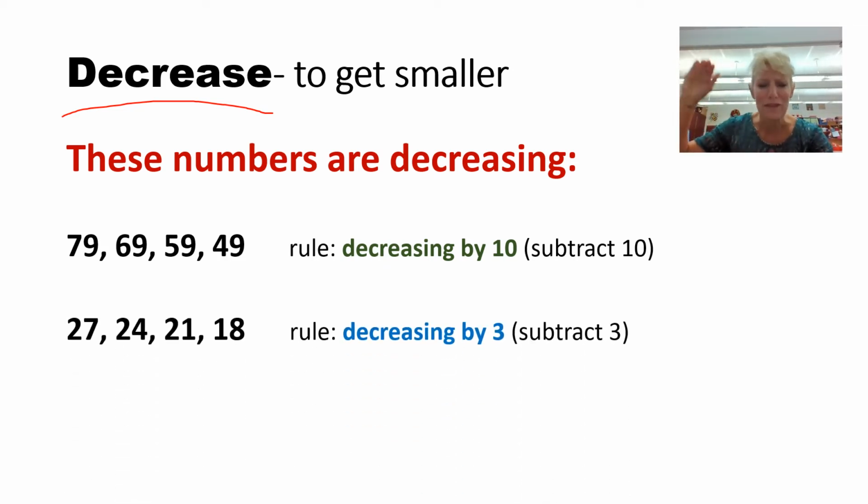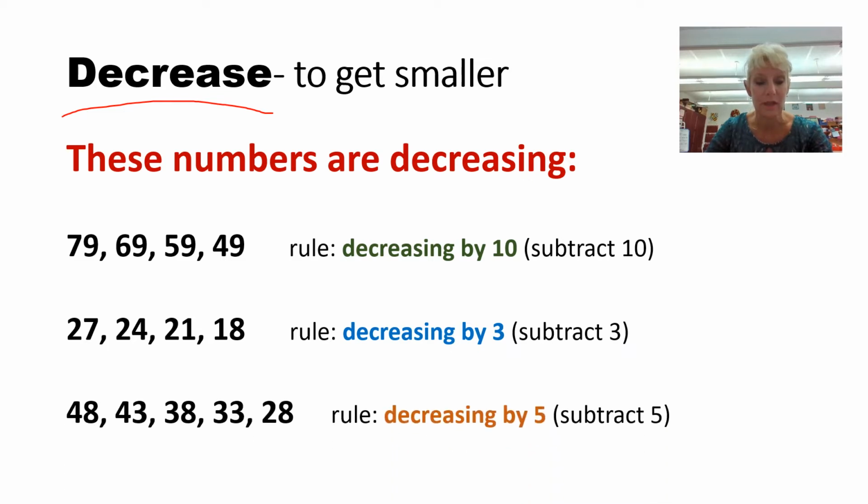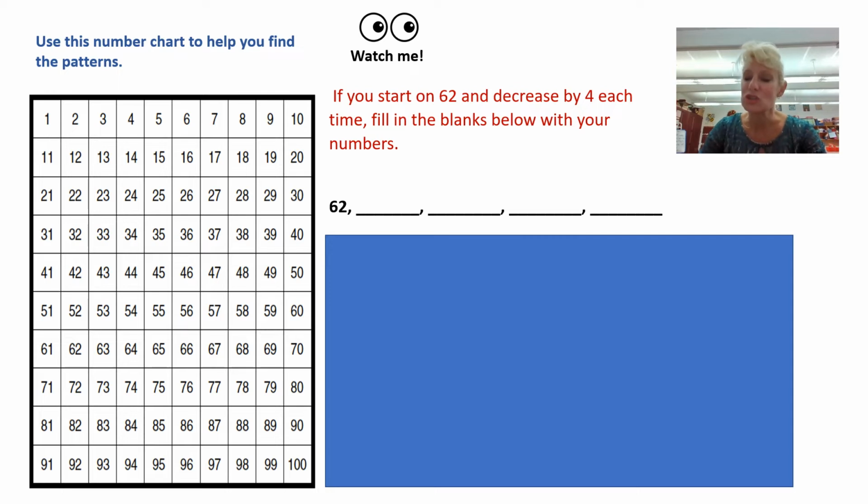We have 27, 24, 21, 18. Again, we're dropping down, decreasing, and our rule is to subtract 3. We have 48, 43, 38, 33, 28. We're decreasing, and that is to subtract 5. Now we're going to try another watch me, and I'm going to practice decreasing with you.